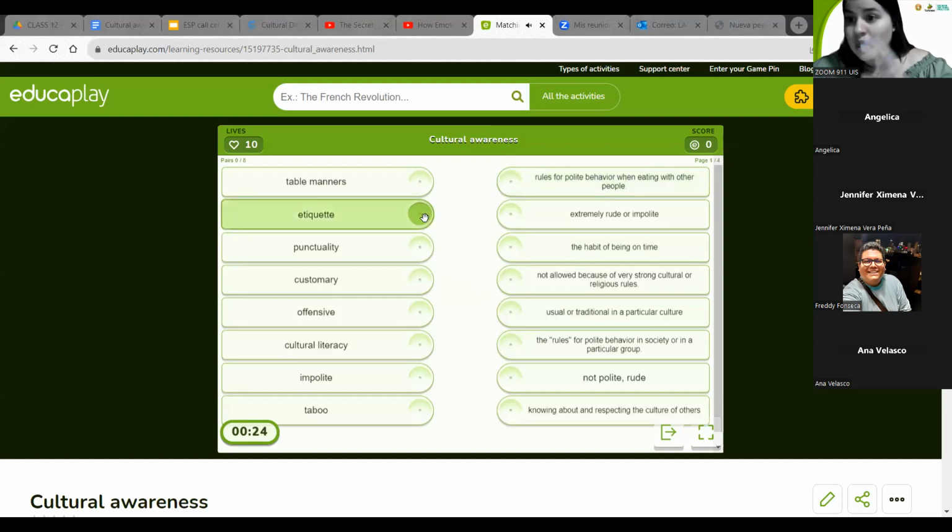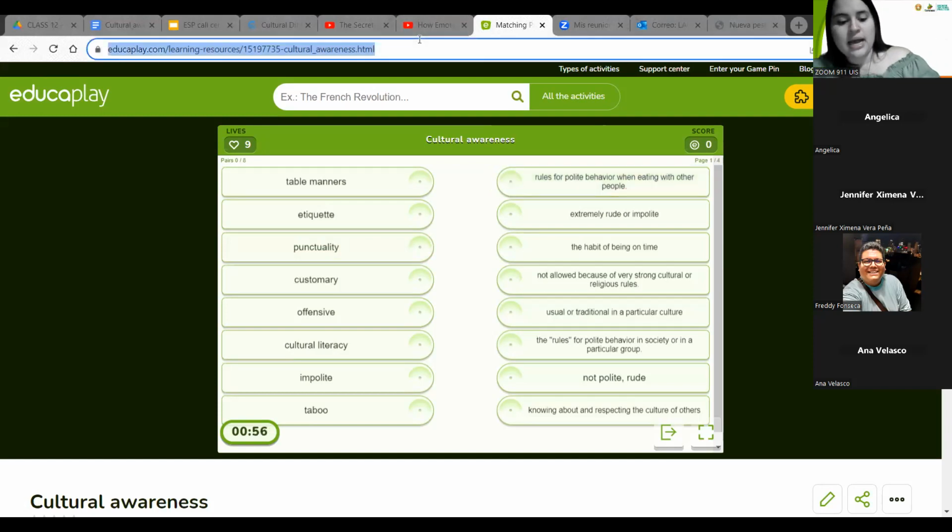So if it is, for example, punctuality, which of course is not, you are going to click on the word punctuality, and then you're going to click on the definition that you think matches the word, and you are going to receive immediate feedback. It's going to tell you if it is right or if it is wrong. Of course, this is going to be wrong because it's not the definition of punctuality. So you're going to try to match the definition to the word. Clear, guys?